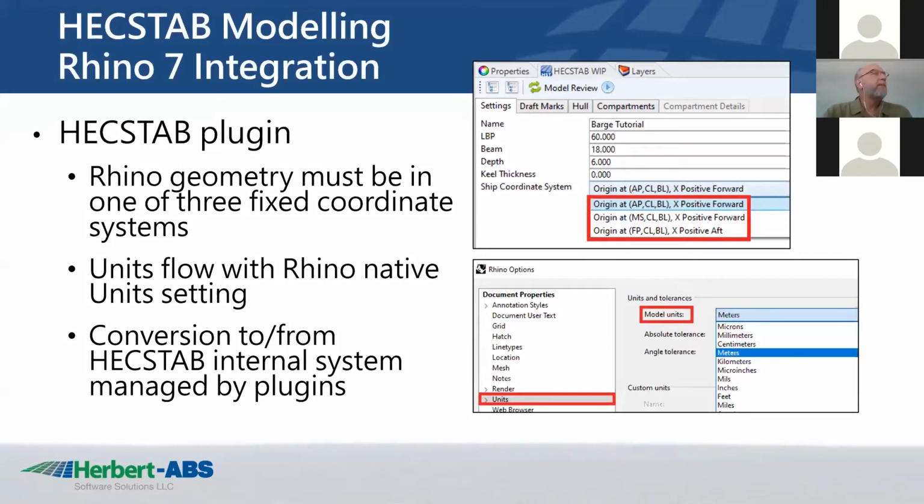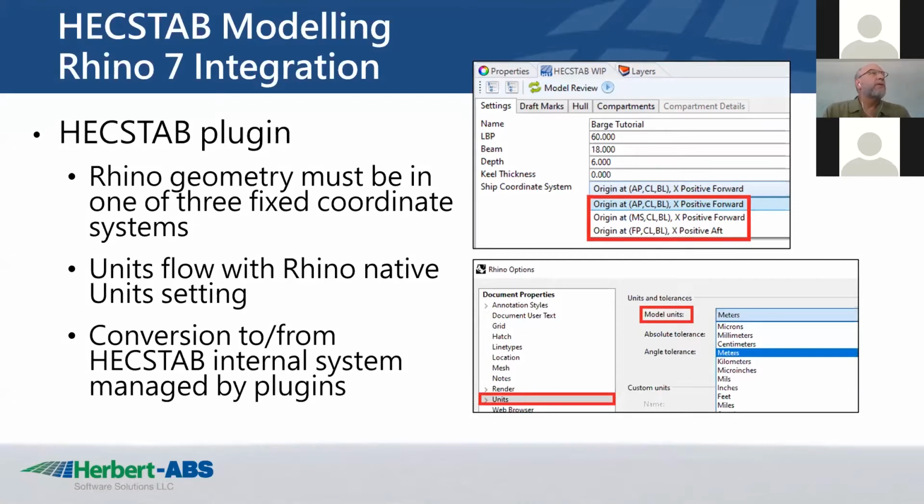Coordinate systems become an issue when we talk about going from one piece of software to another. Currently, we're requiring that the geometry be in one of these three fixed coordinate systems highlighted here. Those could be expanded. That's what we currently do. This is a case where if you have additional systems you'd like to work with, let us know. These are pretty typical.